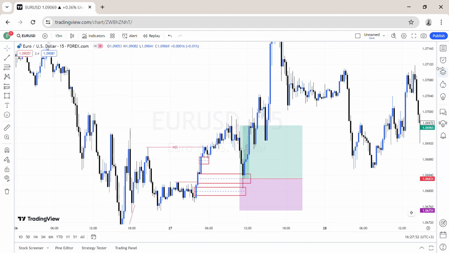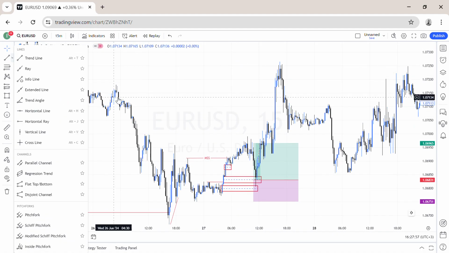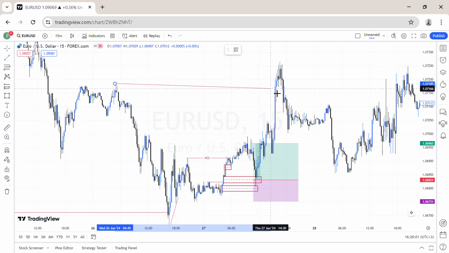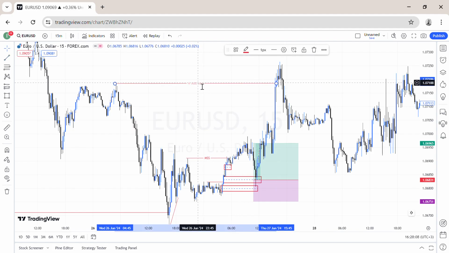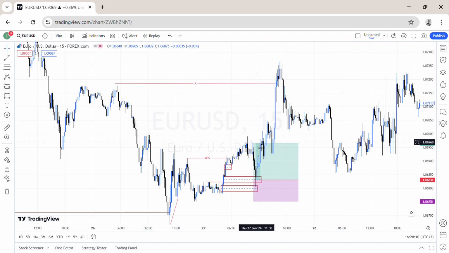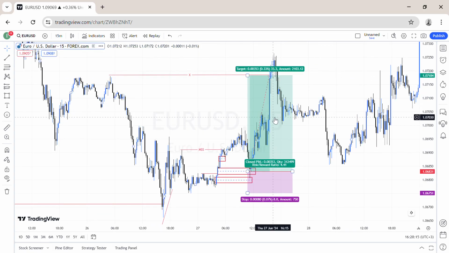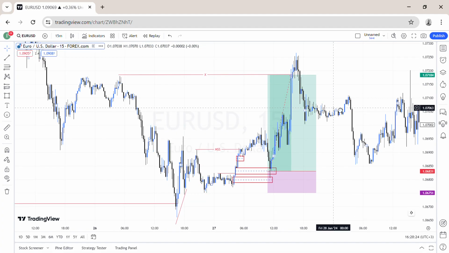And where is your target? Your target would be the recent high, all right? So the recent high for me would be this one. That is my buy side liquidity. So that is my first target. Okay, so you would be risking 8 pips, targeting 35 pips. That is a very good trade. It's a very good trade.